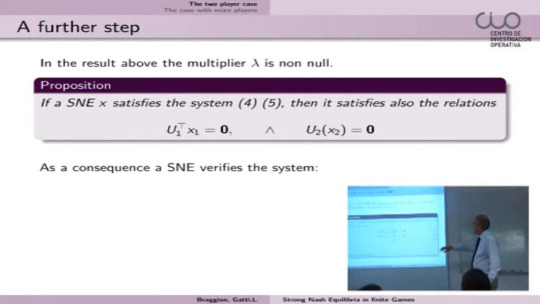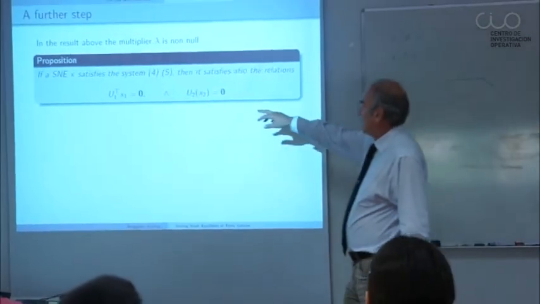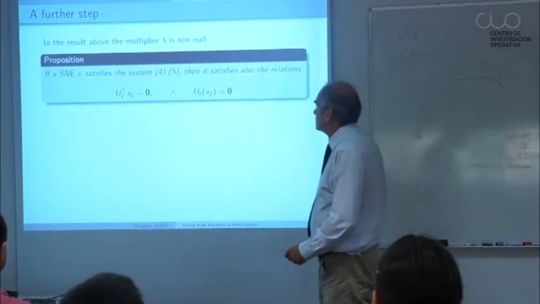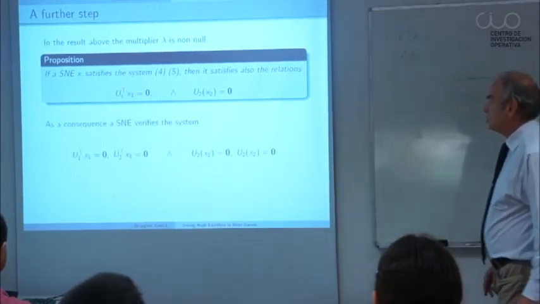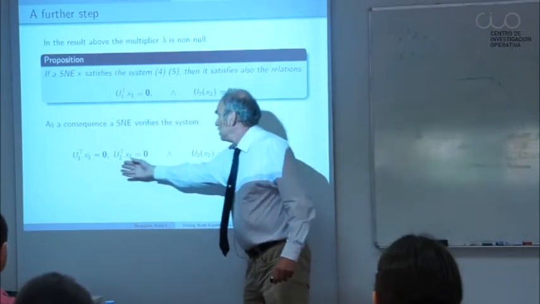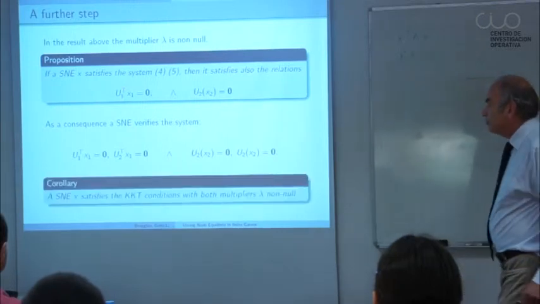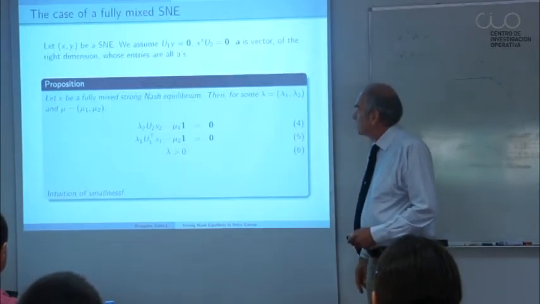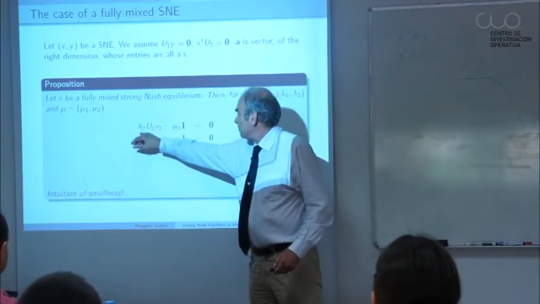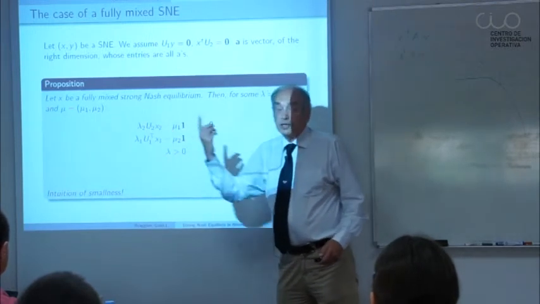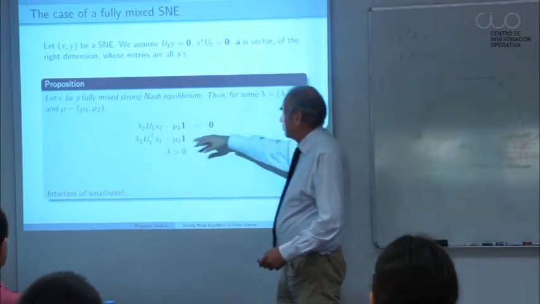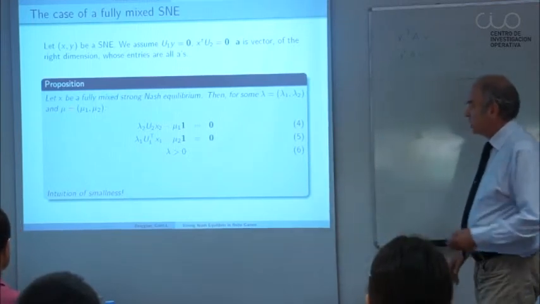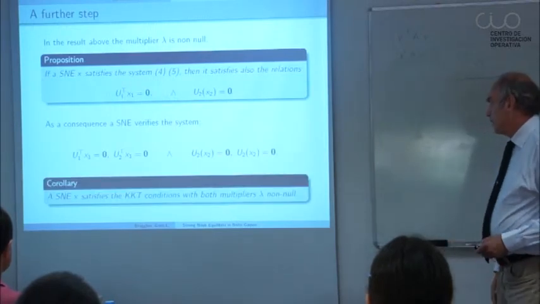If the system satisfies this, I can prove that it satisfies two more conditions, so that U1 transpose X1 is equal to 0, and U2 X2 is equal to 0. So as a consequence, I have a system that verifies this long string of equations, okay? And from this, the technical fact which is important is that here both lambdas, both multipliers, can be chosen non-null. One is non-null, for sure, but from the formula that we get later on, the second one is non-null as well. I mean, it could be null, but we can change it and still the formula holds. And this simplifies the calculation a lot later on.